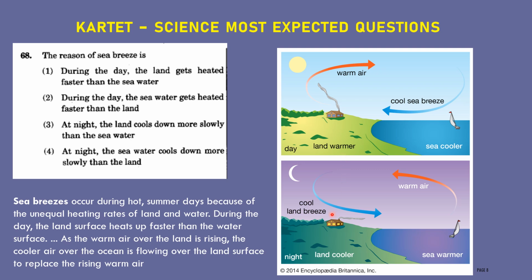The next one: what is meant by a land breeze? During the night, the sea becomes warmer compared to the land. Therefore, the warm air from the sea rises up, then it moves towards the land, because the land contains cool air. Again it will move towards the sea. Here the circulation of air takes place. This one we call a land breeze.